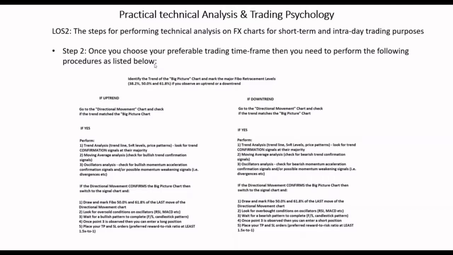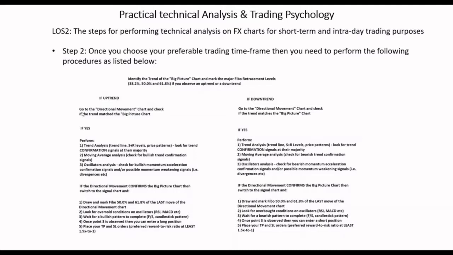I identify the trend of the big picture chart and mark the major Fibonacci retracement levels, 38, 50, and 61.8%, if you observe an uptrend or a downtrend. If the big picture is in an uptrend, then you need to go to your directional movement chart and check if the trend matched the big picture chart.